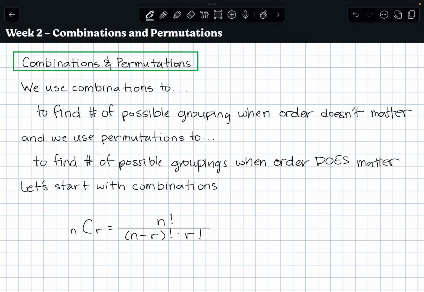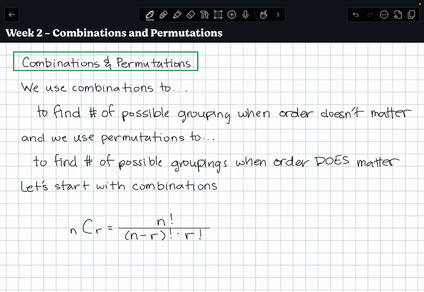So an example for that would be if I'm electing a president, vice president, and secretary for an organization. The order matters. If I get chosen first, I'm president. If I get chosen last, I'm secretary. It matters to me whether I'm president or secretary. The order of selection is important.